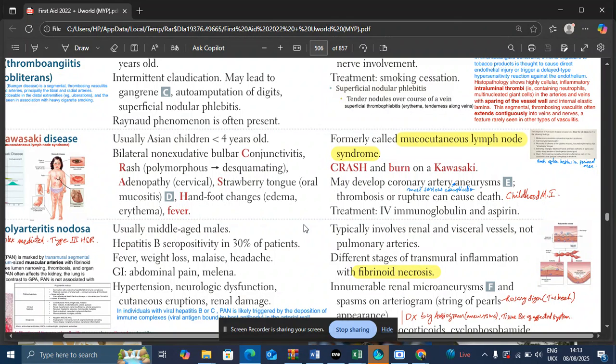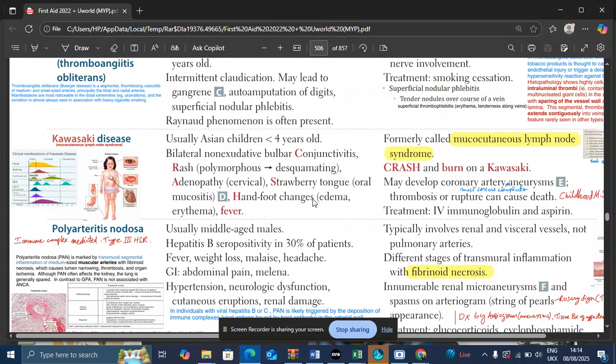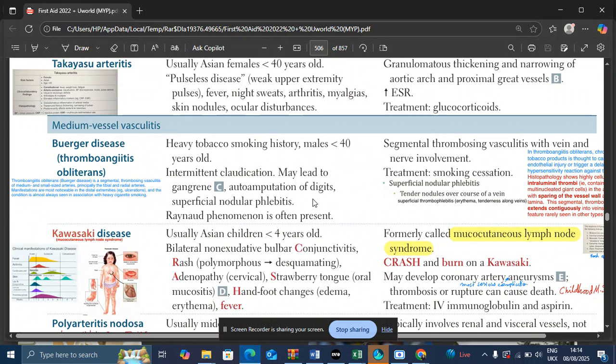The treatment option for giant cell or temporal arteritis is high dose glucocorticoids. The treatment option for polymyalgia rheumatica is low dose glucocorticoids. The treatment option for Takayasu arteritis is again glucocorticoids. The treatment option for thromboangiitis obliterans, also called Buerger disease, is smoking cessation. The treatment option for Kawasaki disease is IVIG and aspirin. Treatment is very important, along with remembering their symptoms. I think this is all you should know for these topics.